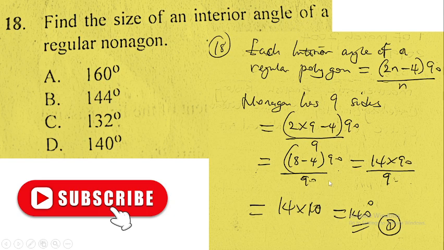Each angle in a nonagon is 140 degrees. And if you look at the options given to us, option D is the correct option out of the 4 options provided, which I believe you understand what we have done in question number 18.